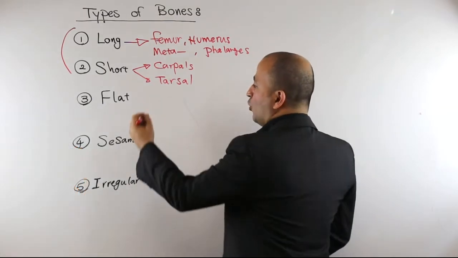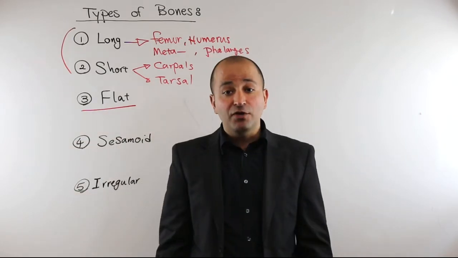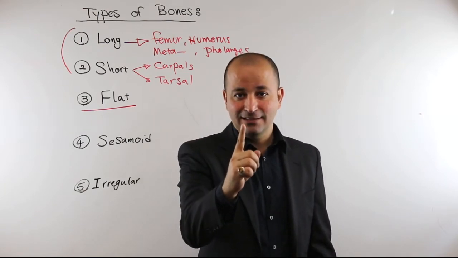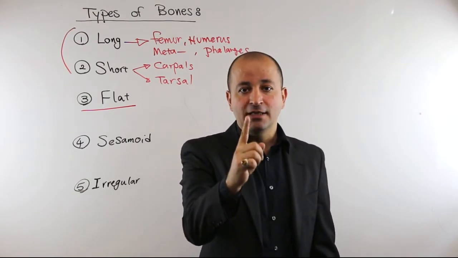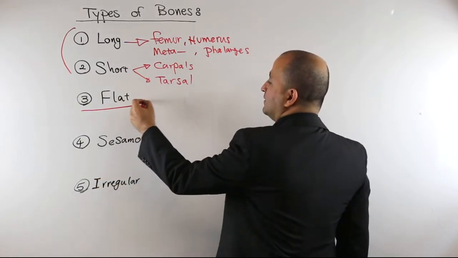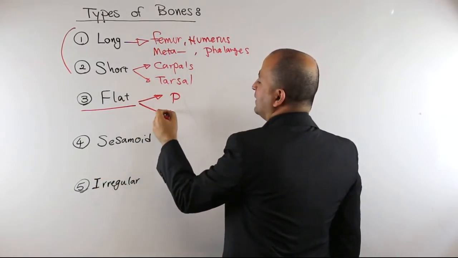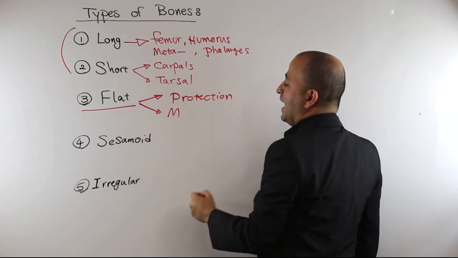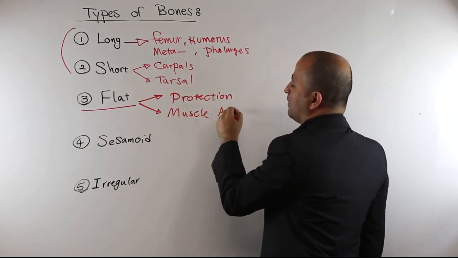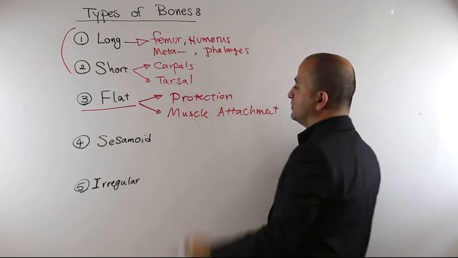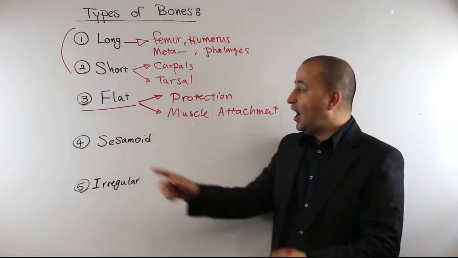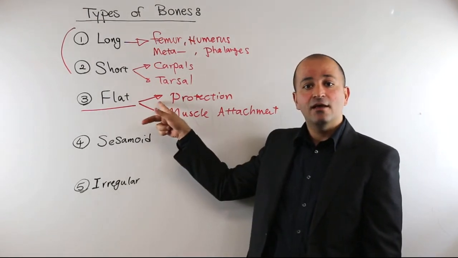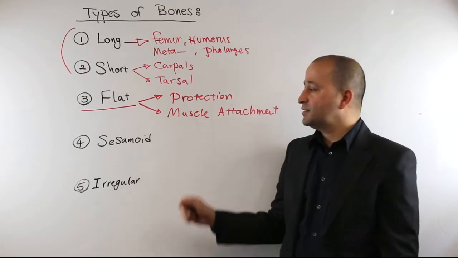Good. Let's go to flat bones. Flat bones are very confusing. But I want you to memorize one thing. We lie flat during PM in the evening. We lie flat during PM. P means protection. M means muscle attachment. What am I talking about? You lie down flat in PM in the evening because P is protection, M is muscle attachment.